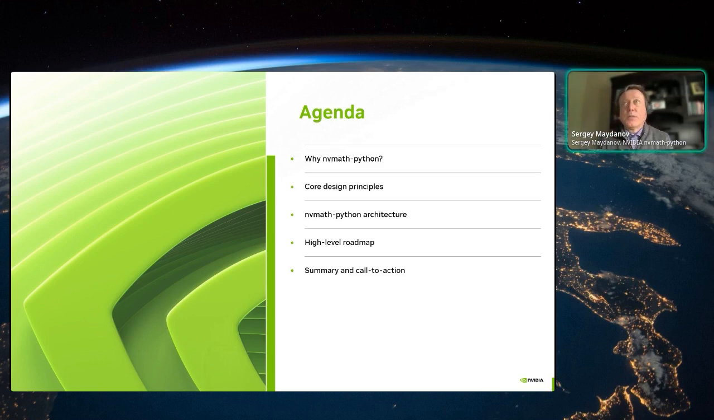I will start with explaining the motivation why we need yet another math library. And then we'll go through core design principles of this library. And then we will summarize the nvmath-python architecture. I will talk a little bit about the roadmap, and we'll have a summary and call to actions with some Q&A afterwards.